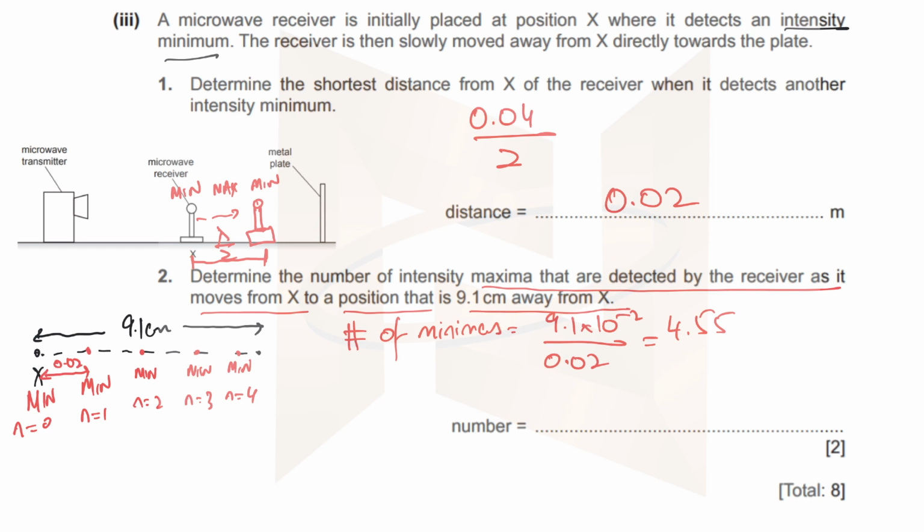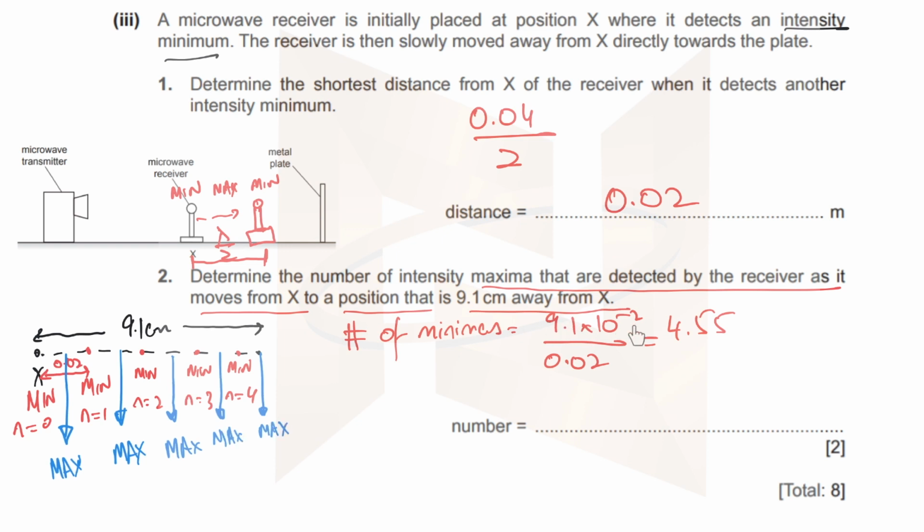So how many maximas do you have? Let's count. You have a maxima here. Then you have your second maximum. Then you have your third. Then you have your fourth. And here you go, you have your fifth. So how many maximas do you have? You have 5 maximas. Do you understand?